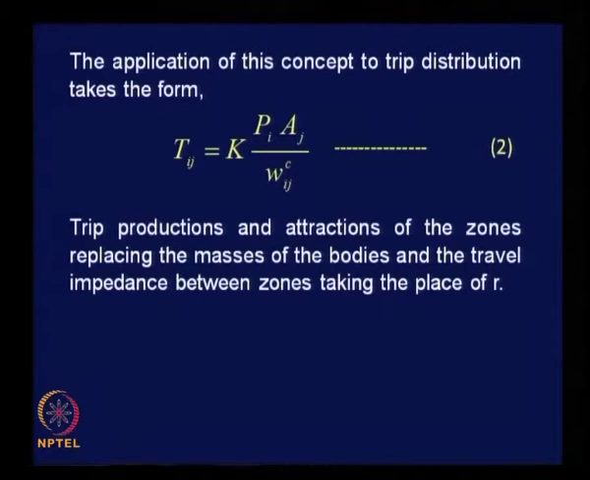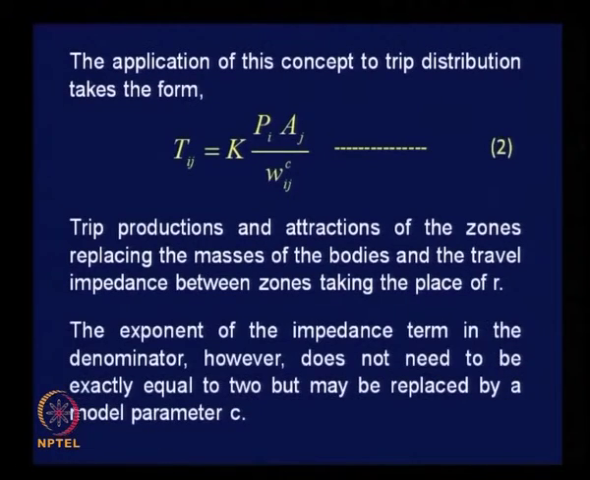We have just substituted Pi and Aj for m1 and m2, and r squared is replaced by Wij raised to power c. The exponent of the impedance term, the denominator, however, does not need to be exactly equal to 2 as I said, but may be replaced by a model parameter c. That is what we have done. Clear?